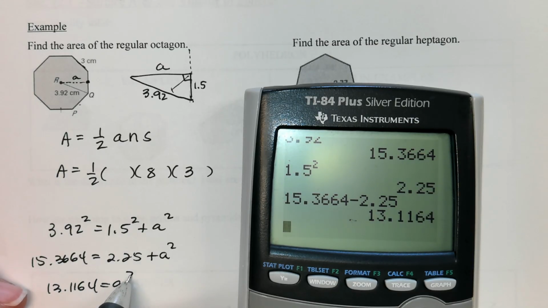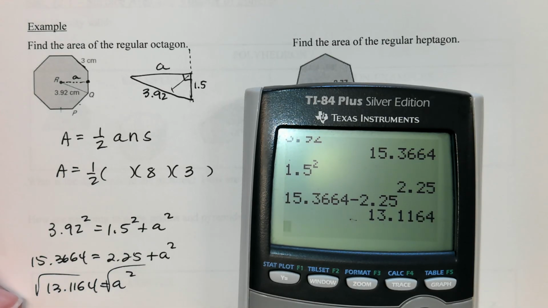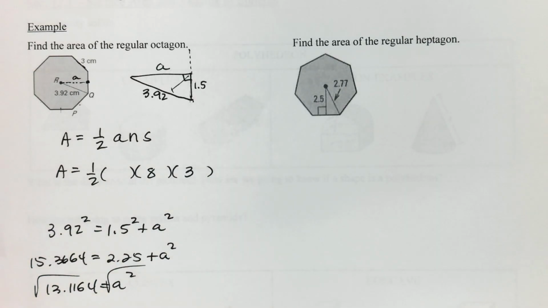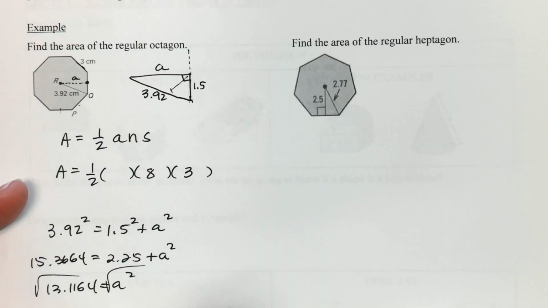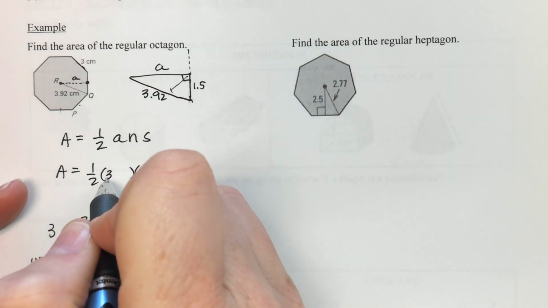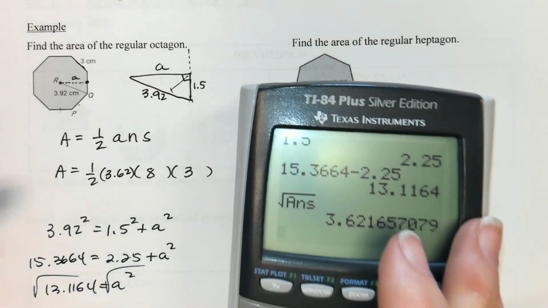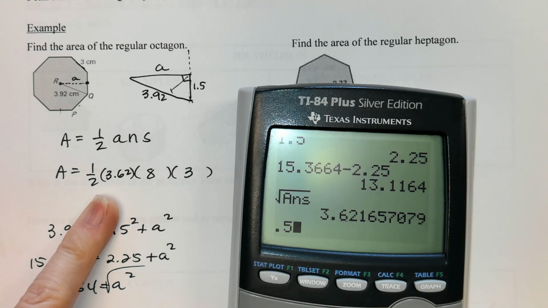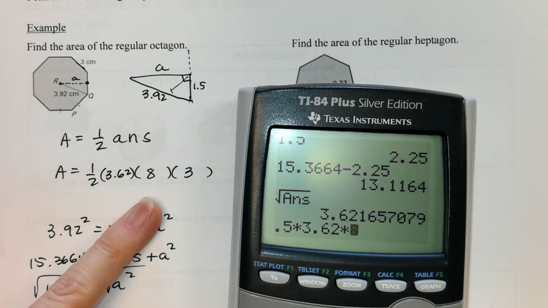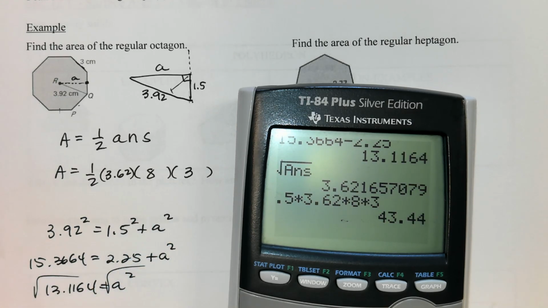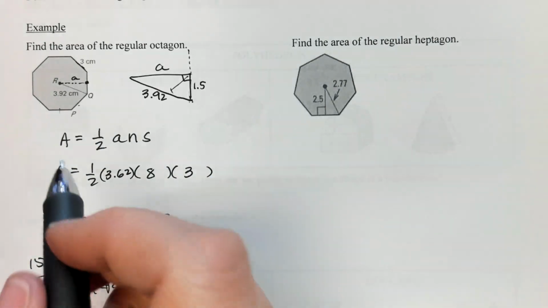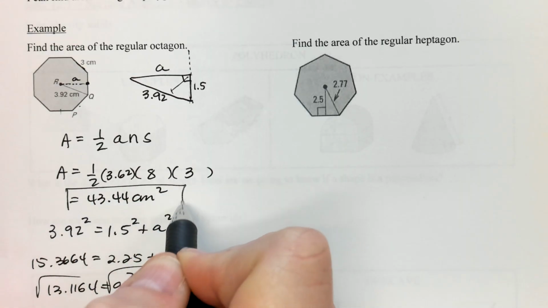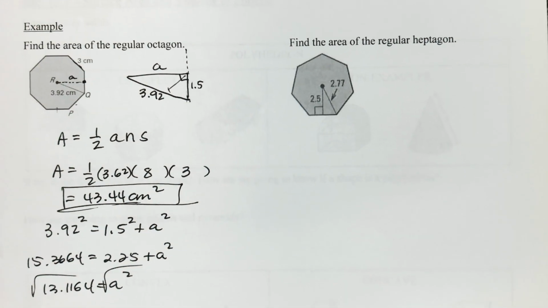And then my last move to solve for a is to square root both sides. So we're going to square root that answer. And I get about 3.62. So my apothem is about 3.62. I'm going to drop that in there. And then we're going to type all that in. So 1/2 times 3.62. We've got our 8, and we've got our 3. So our area is about 43.44 centimeters squared.